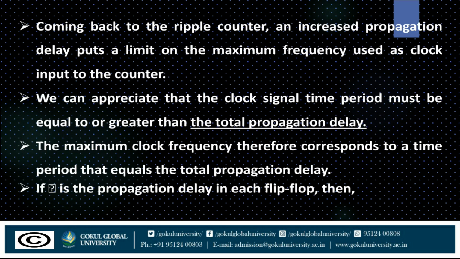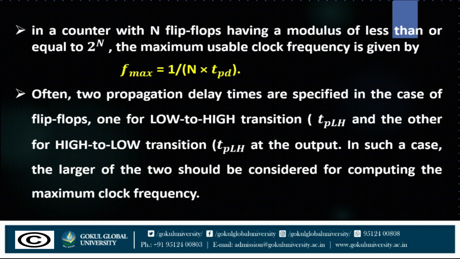Coming back to the ripple counter, the increased propagation delay puts a limit on the maximum frequency used as clock input to the counter. We can appreciate that the clock signal time period must be equal to or greater than the total propagation delay. The maximum clock frequency therefore corresponds to the time period that equals the total propagation delay. Let tPD be the propagation delay in each flip-flop. Then, in a counter with n flip-flops having a modulus of less than or equal to 2 raised to n, the maximum possible clock frequency is given by f maximum equal to 1 upon n times tPD.